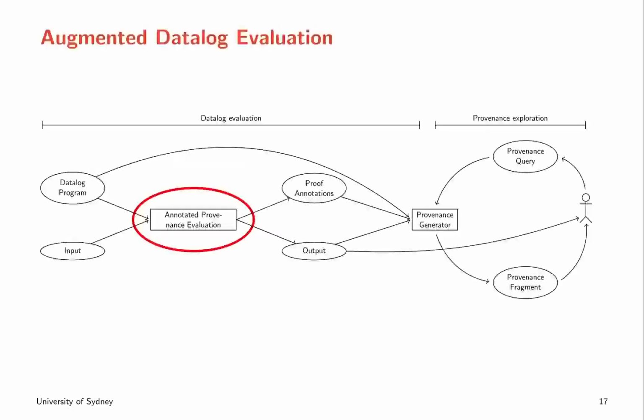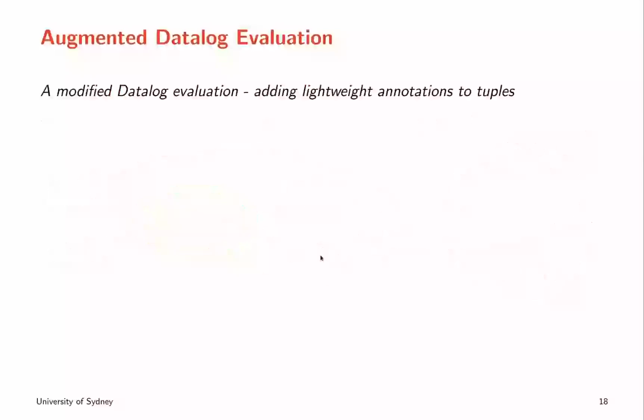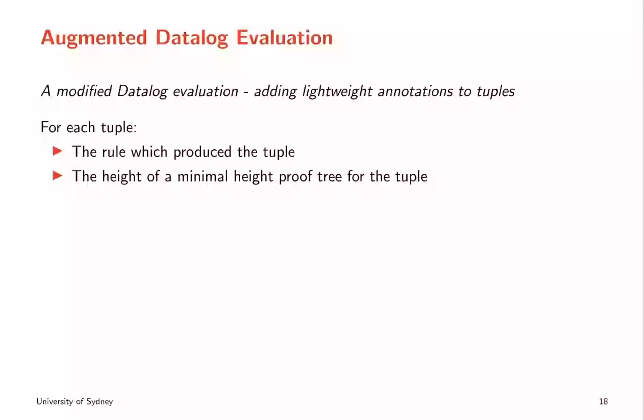For the first part of our approach, the augmented Datalog evaluation, this is the part of the Datalog evaluation which takes the program and the input and then produces these proof annotations along with the output. The idea here is we want to modify the Datalog evaluation system so that it can compute these annotations. As I said before, for each tuple, we want a number which represents the rule producing the tuple, and a number representing the height of the minimal height proof tree.